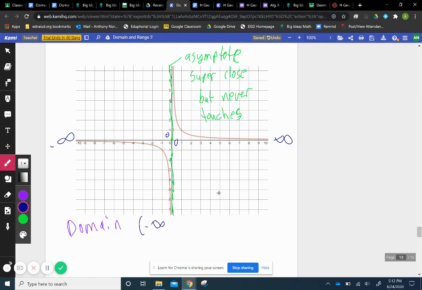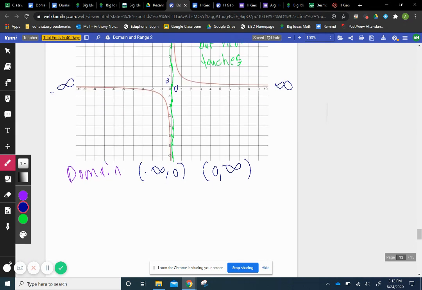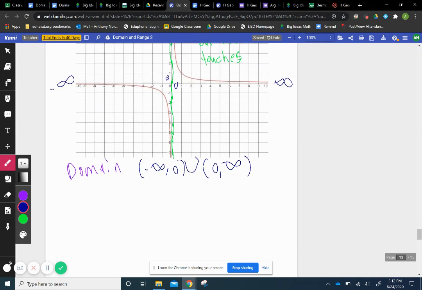So as we look at it, we start at negative infinity, and we go, then we almost touch 0, but it doesn't equal. What happens on this side? We start at 0 and we almost touch 0, we start there, but we don't actually get there, and we go. So to connect it, we're going to have this U in the middle. And that U represents union.